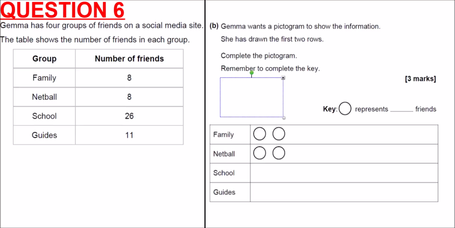For part B, Gemma wants a pictogram to show the information, and she's drawn the first 2 rows. And so if we try and complete this pictogram, we need to include a key. Let's just have a look at the family, for example, first of all, so we can work out what each circle represents. So for family, or netball in fact, you could have picked either. We've got 8 friends. And for family, we've got 2 circles. And so what we know is that those 2 circles must represent 8 friends.